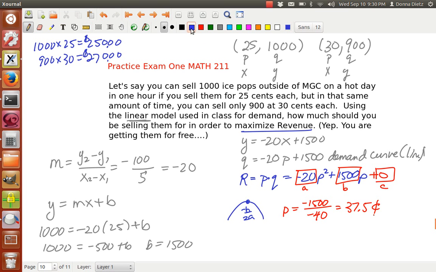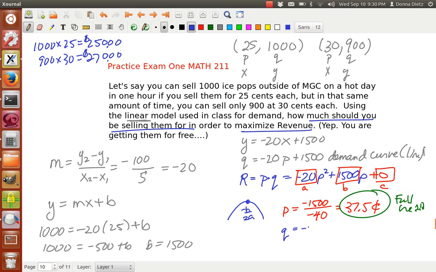And then we go ahead and say, what quantity is it going to be? I mean, actually it says, how much should you be selling them for? So this is the answer to the question, and this is full credit.